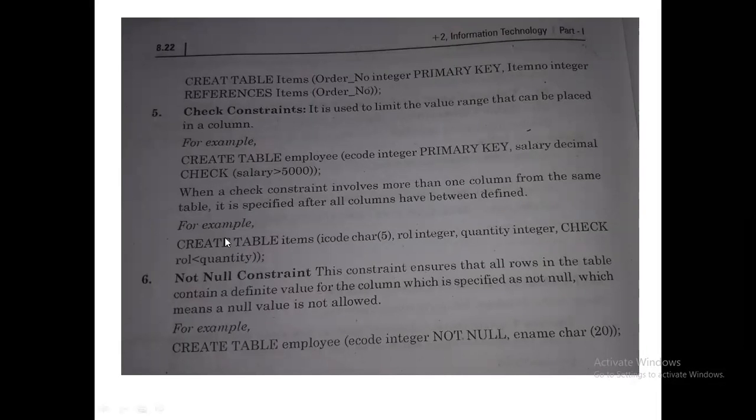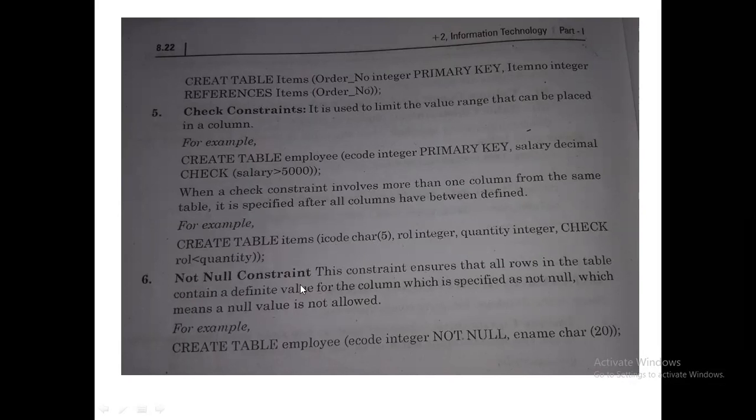Next one is, when a check constraint involves more than one column of the same table, it is specified after the columns have been defined. So only after defining the columns can we use the check constraint. Even for more than one column we can give the check keyword. For example, create table item, I code character 5, roll integer, comma quantity integer check, roll is less than quantity.